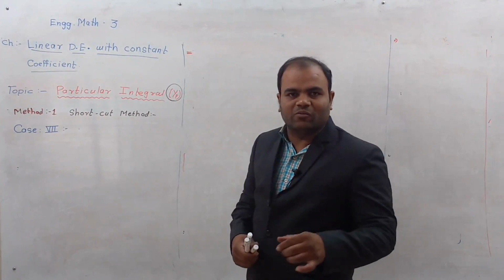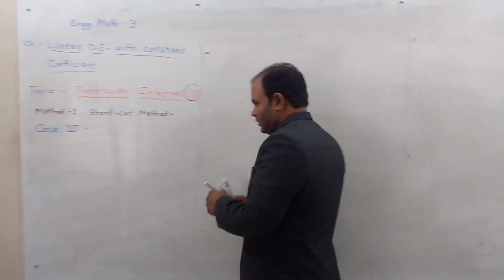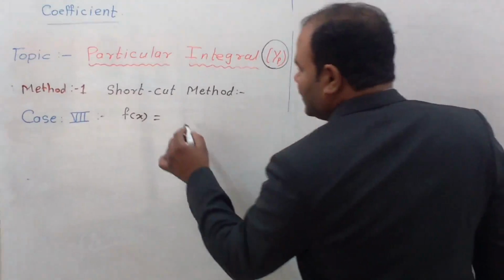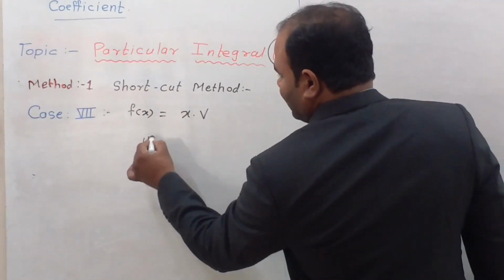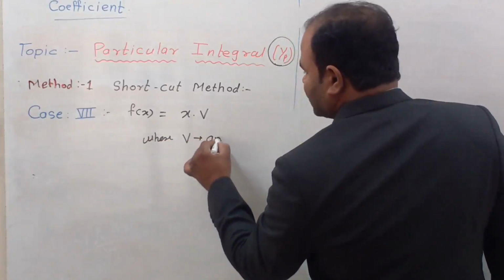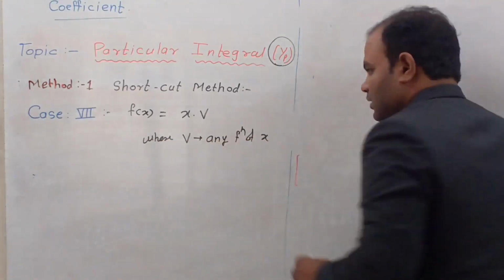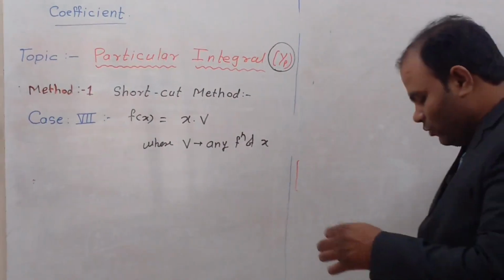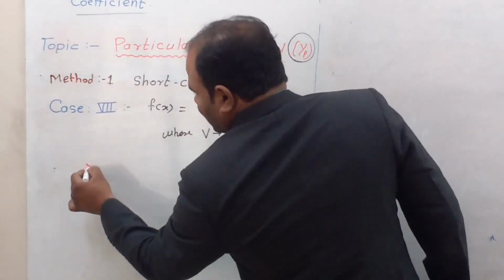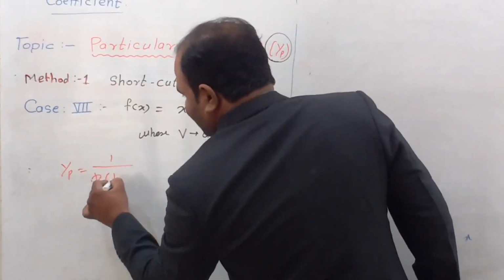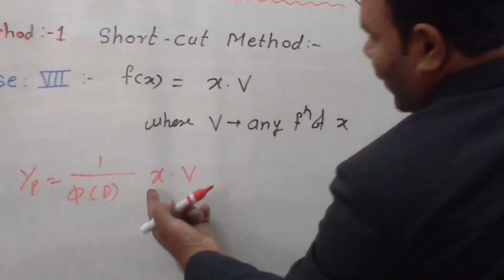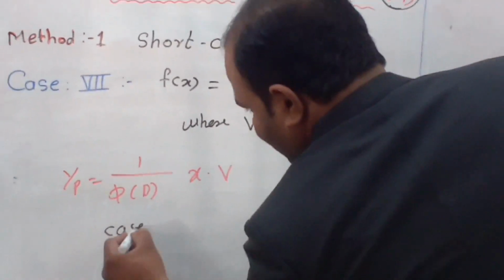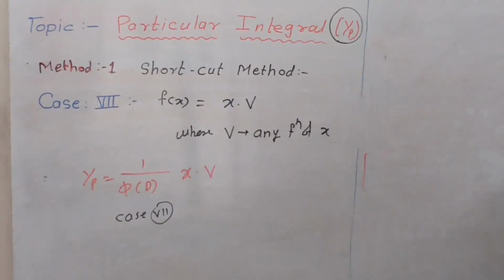Case number 7 to find the particular integral according to the shortcut method depends on the function f of x. When f of x is x into v, where v is any function of x, then we can apply shortcut case number 7. So consider yp given here as 1 upon phi of D into x into v. Whenever x into v is given, we have to apply case number 7, for which we have a standard equation.